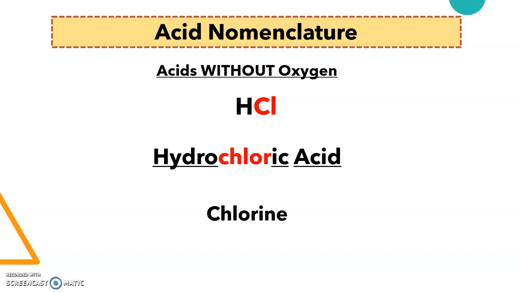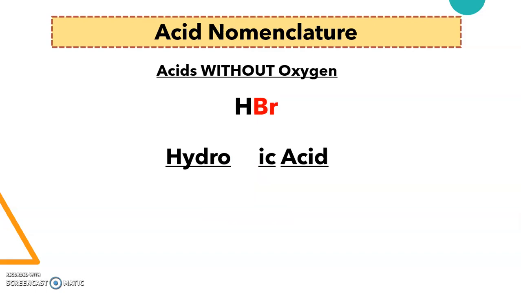So when you're naming an acid like this, you're going to want to look up what it's attached to. This anion, without oxygen, is called chlorine. I'm going to take off the ending and shove that root into my naming system: hydrochloric acid. Let's take a look at another example. Maybe it'll make a little more sense.